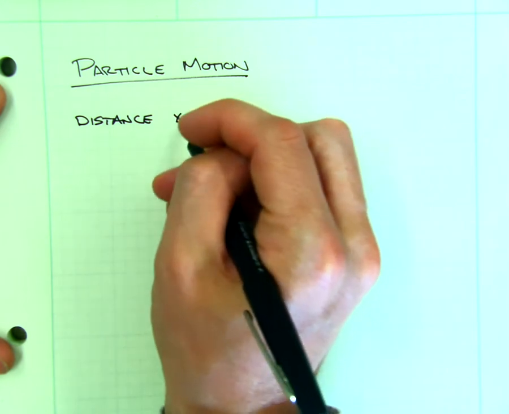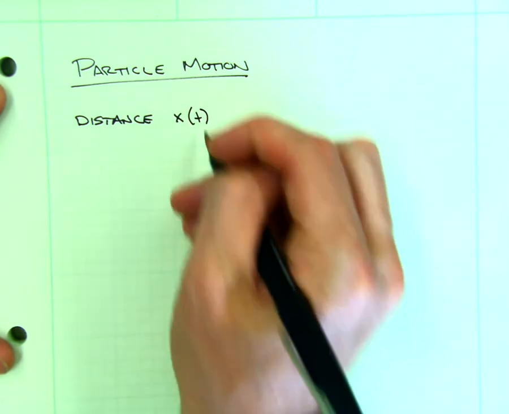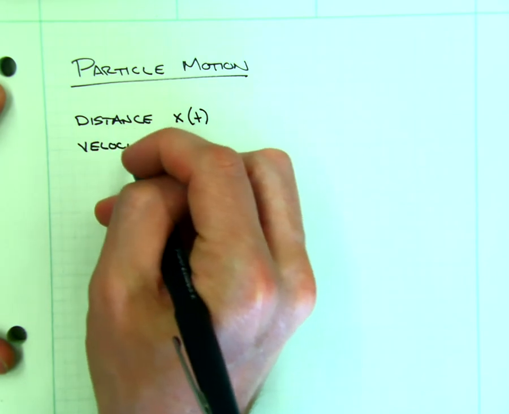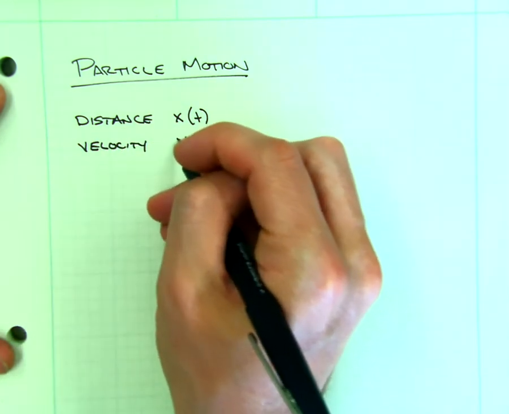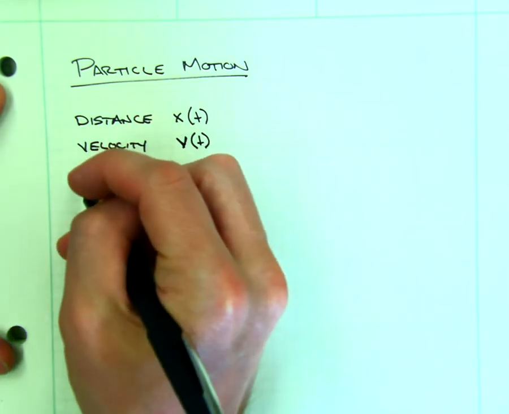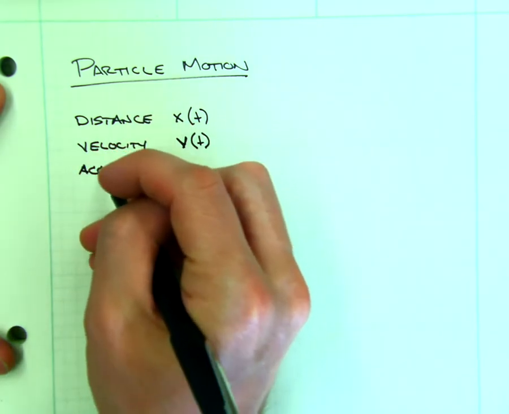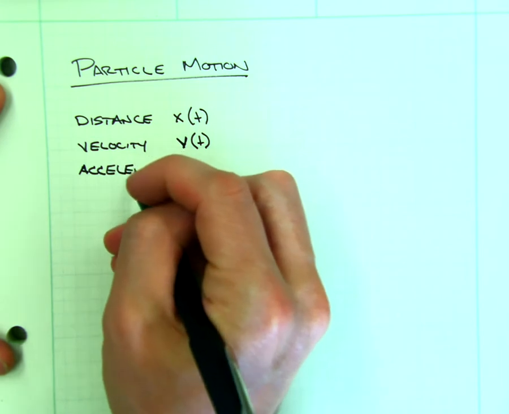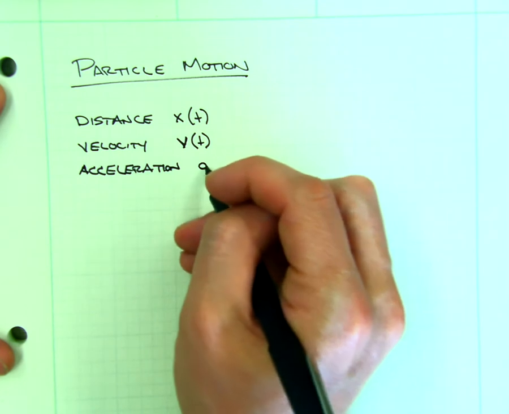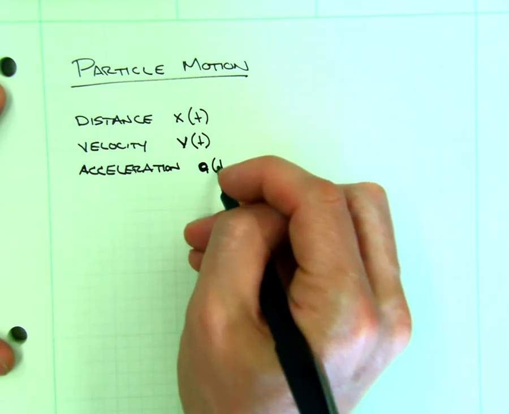which is x, the distance of an object. x is a function of time. Velocity, which is lowercase v as a function of time, and acceleration, which is lowercase a as a function of time.